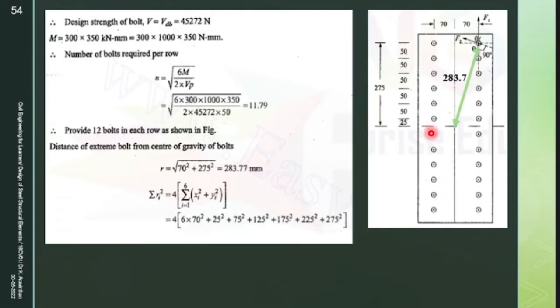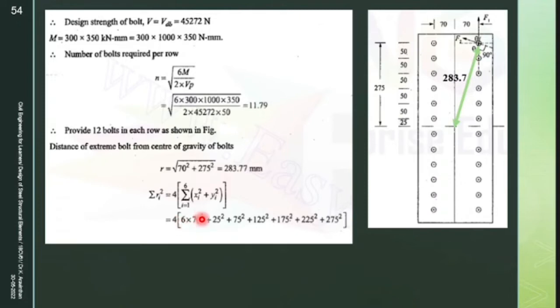Like that, for the first bolt, the height is 25, so 25 square. For the second bolt, you will be getting 75. 25 plus 50 is 75. And if you add 50 further, you will be getting 125. And from the neutral axis, the next bolts are at 175, 225 and 275. So these are all your vertical distances. The horizontal distance is the same for all the bolts. 1, 2, 3, 4, 5, 6. So for all the 6 bolts, you have 70 square.